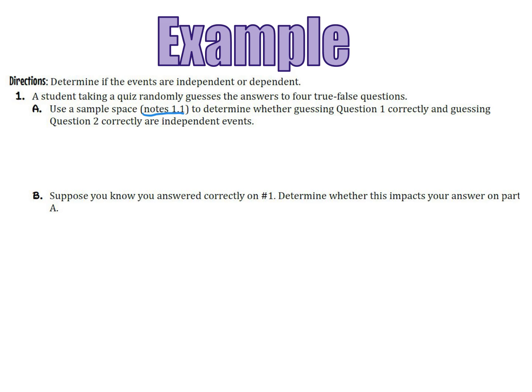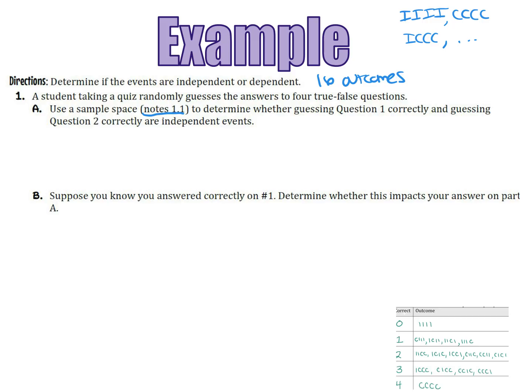So if you remember, if you look back, we had the example where you could get all 4 answers incorrect, or you could get all 4 answers correct, or any combination of those. In that section, we figured out that there were 16 possible outcomes if you are guessing, in terms of how many questions you get correct and incorrect. So question A is asking us to use that sample space from 1.1 to determine whether getting question 1 correct and getting question 2 correct are independent events.